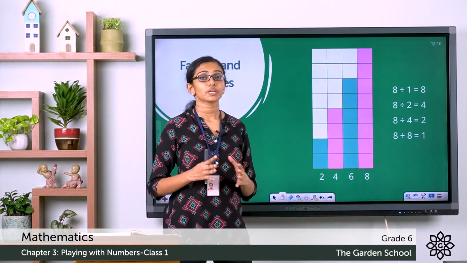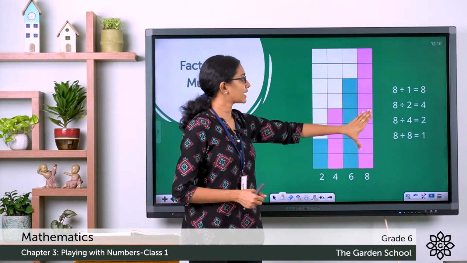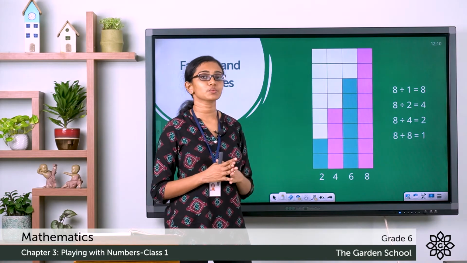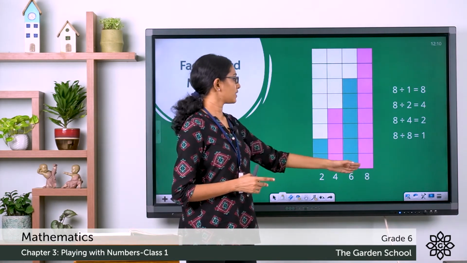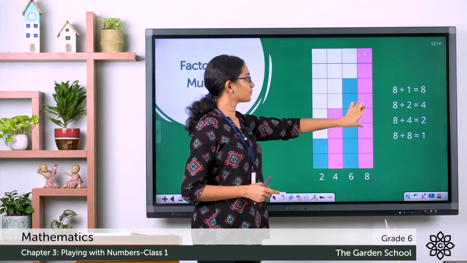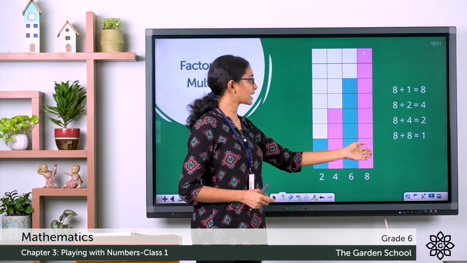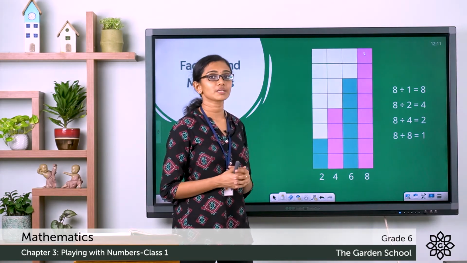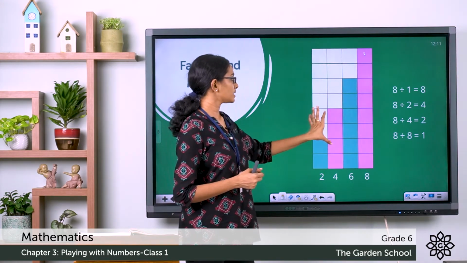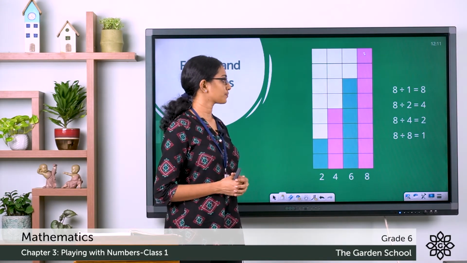Again, if I am using this 2 centimeter strip to divide this 8 centimeter strip, how many strips would I require? See, if I am dividing 8 by 2, I would require 4 strips of 2. If I am using a 4 centimeter strip to divide this 8 centimeter column, how many strips would I need? I would need 2 strips of 4 centimeter length.